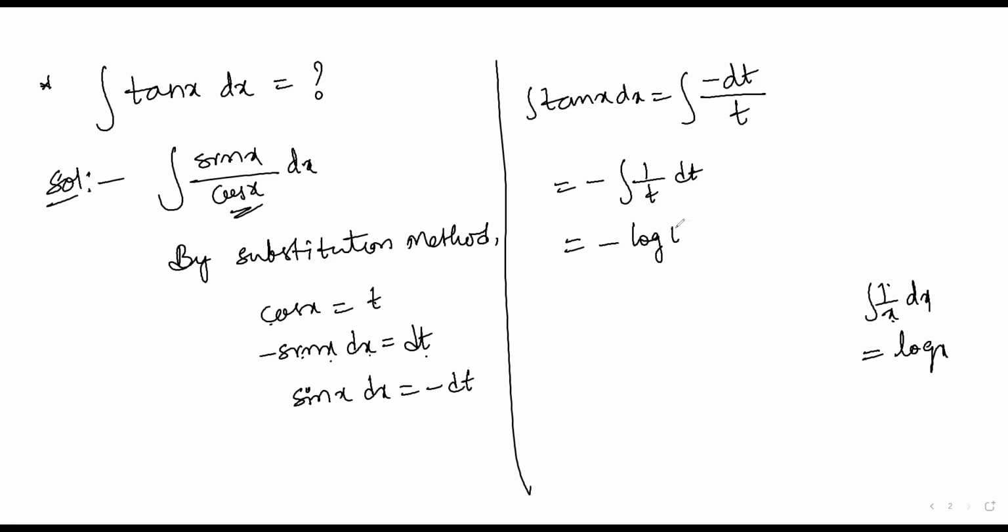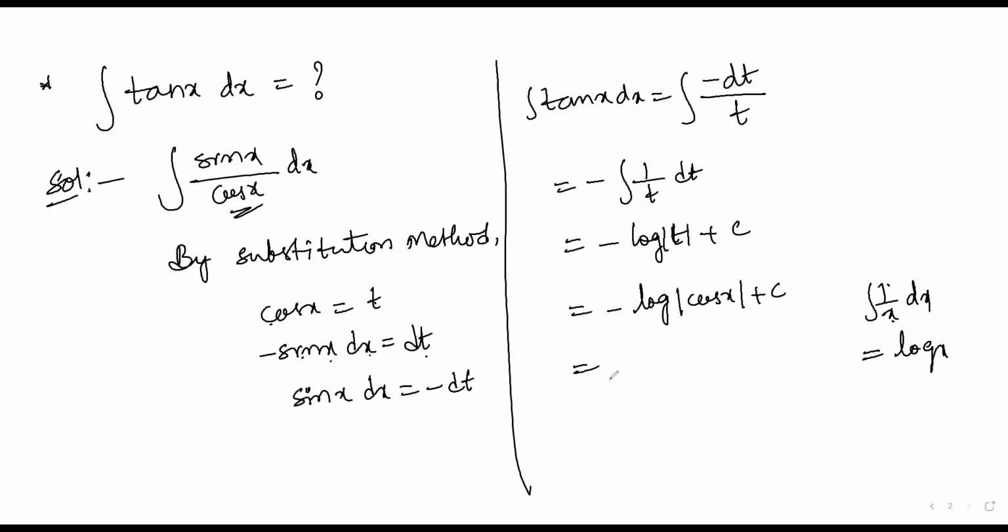Okay. You understand? Log t or log mod t, you can say. Always mod. Whenever you get log, it's mod t. Minus log mod t is what? T is cos x. Yes. Okay, you can do it.